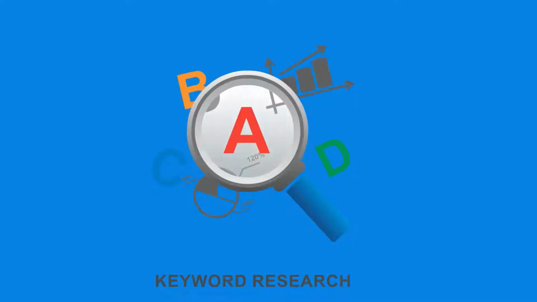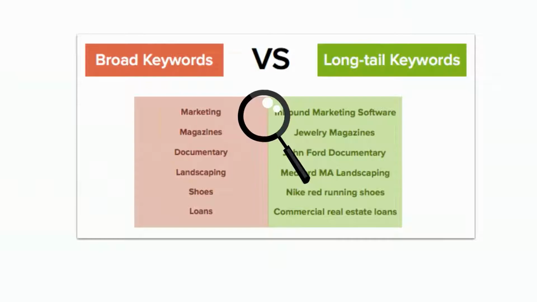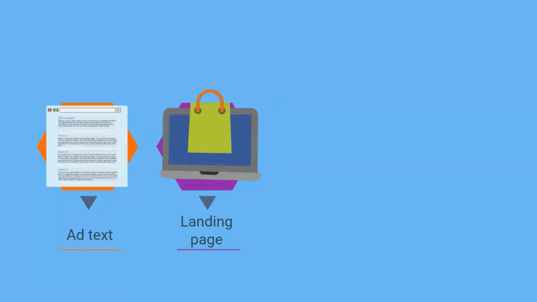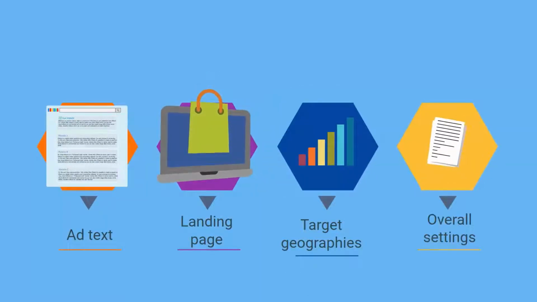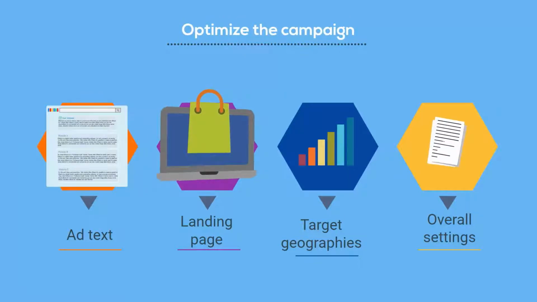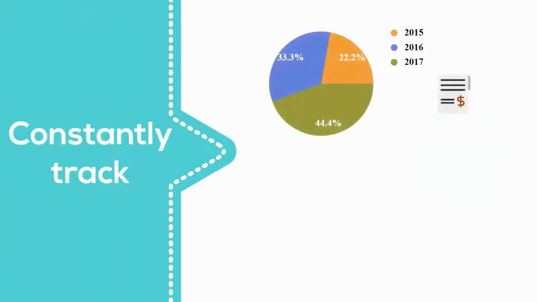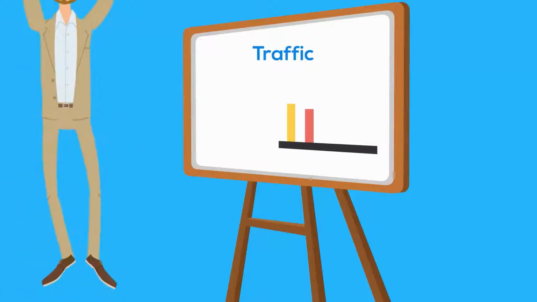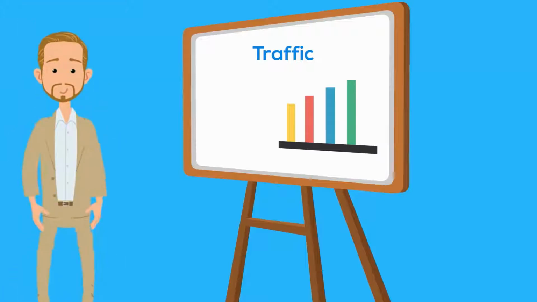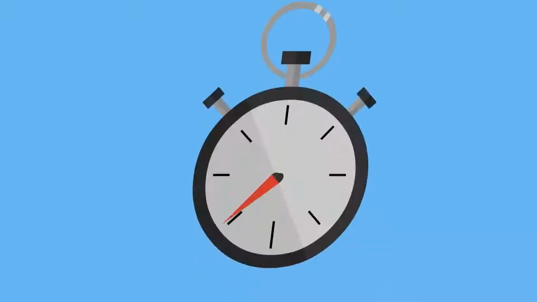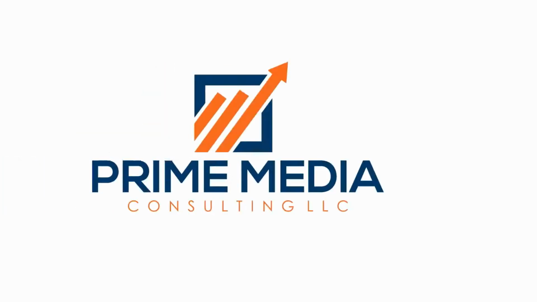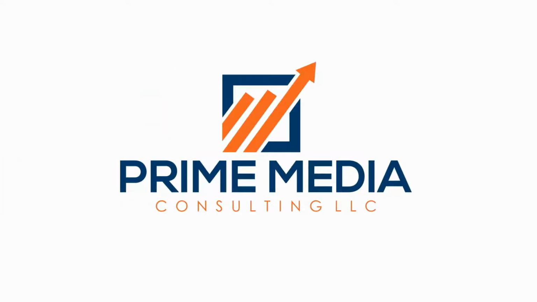First, we perform extensive keyword research to find the queries potential customers are using to find your services on the web. Next, we help with the ad text, landing pages, targeted geographies, and overall settings to optimize the campaign. Then, we constantly track, analyze, and evaluate the keywords to fine-tune the campaign that will generate the highest qualified traffic to your website. If time is a factor and you need fast results, then you need to look at PPC and how Prime Media Consulting can help you get started.